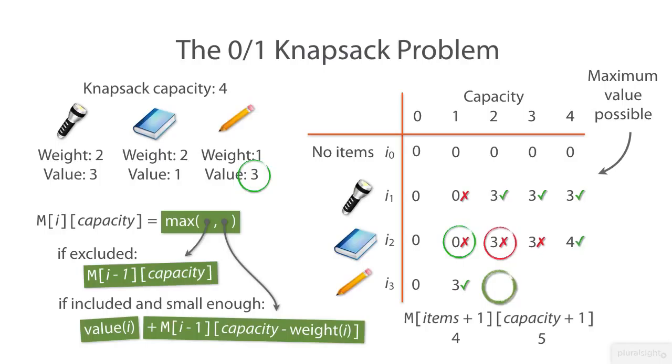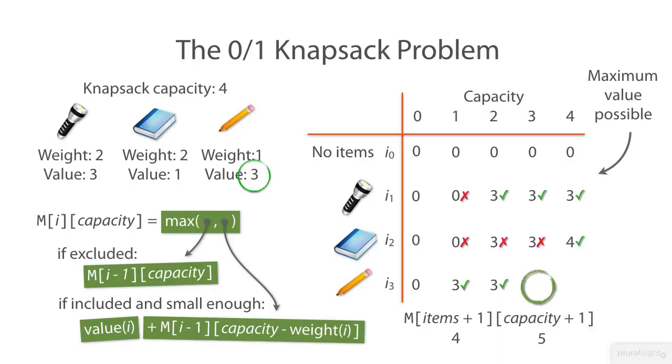Both choices will end up with the same maximum value. Let's write 3 in the table and let's choose to include the pencil. We are almost there. The next subproblem has a knapsack capacity of 3.